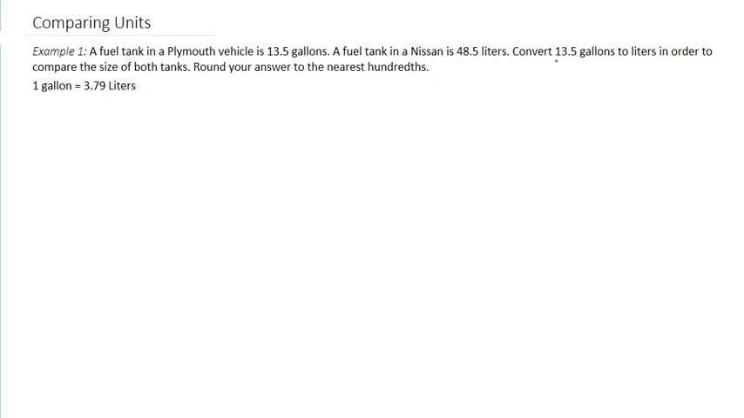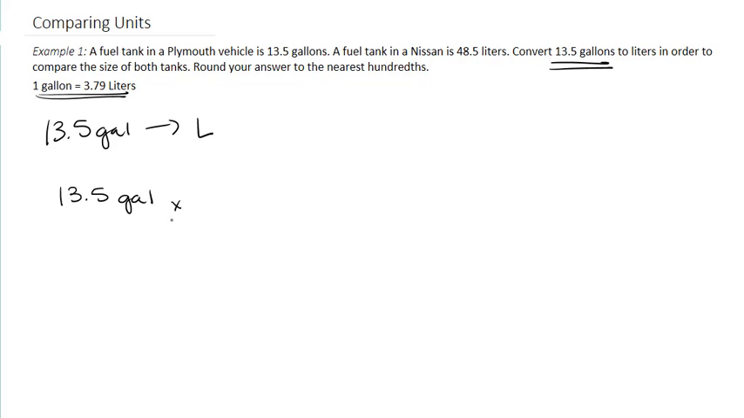So we have our 13.5 gallons, and we need to convert it to liters. And so we're going to use this conversion. So we have 13.5 gallons, and we need to get rid of the gallons on the top. So we're going to put the 1 gallon on the bottom and then the 3.79 liters on the top. So that means we just need to multiply this 13.5 times 3.79.